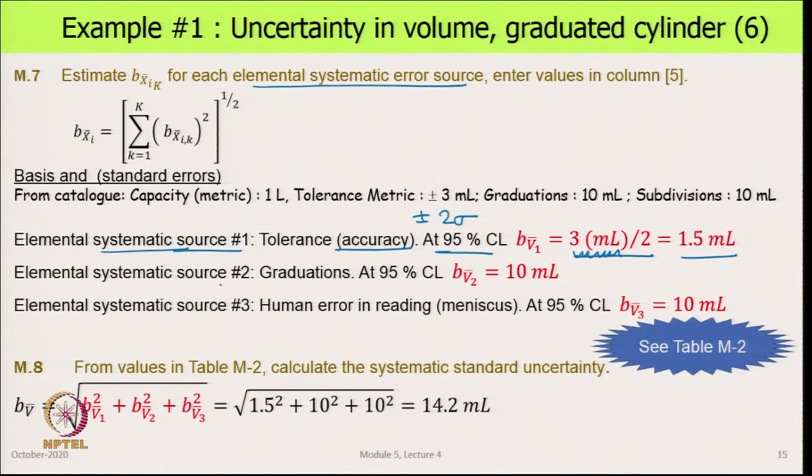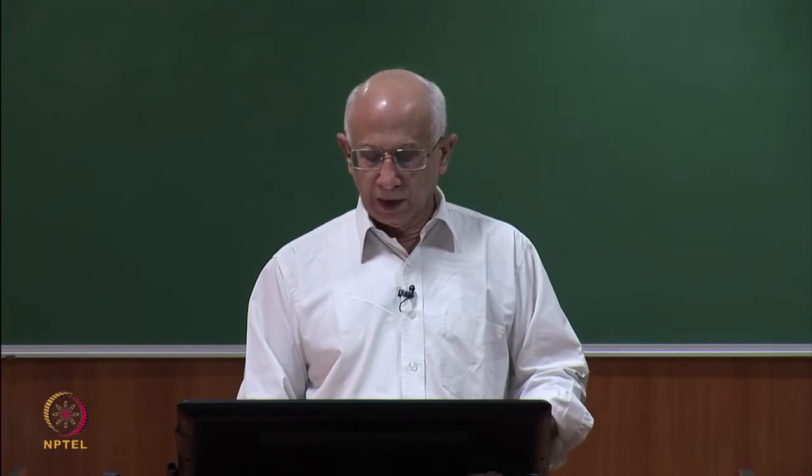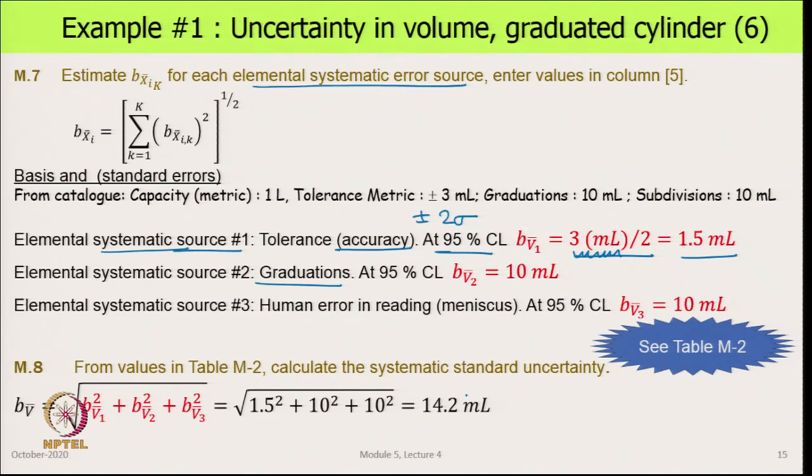Our second elemental source of error was the graduations, and it says that we do not know how the observer is going to locate the value of the meniscus and assign a reading to it. We could have a maximum error of plus minus 1 graduation itself. So, at 95% confidence level, we say that the standard error associated with graduations is the value of the subdivision, which in this case was 10 milliliters. So, BV2 bar is 10 milliliters. This is the second source of elemental systematic error.